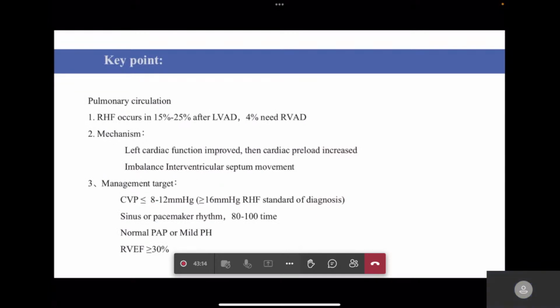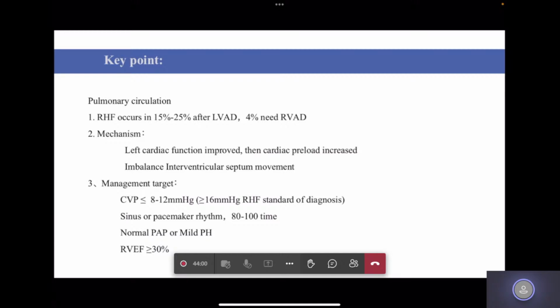At last, maintaining the stability of the pulmonary circulation is more challenging, because right heart failure occurs in 15 to 25% after LVAD insertion, and nearly 4% need a right ventricular assist device. The right heart failure may be caused by improved left cardiac function, so the preload of the right heart increases. Some other scholars suggest right heart failure may be caused by imbalanced interventricular septum movement.